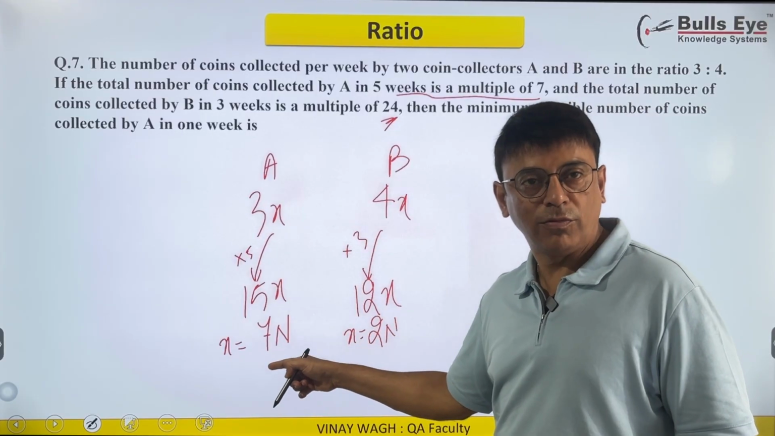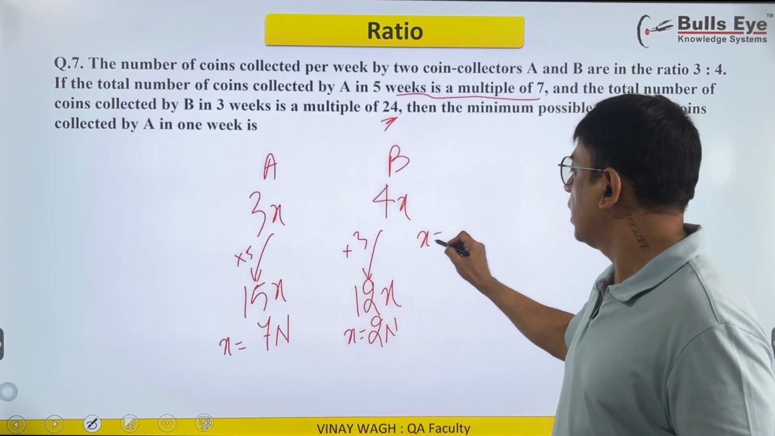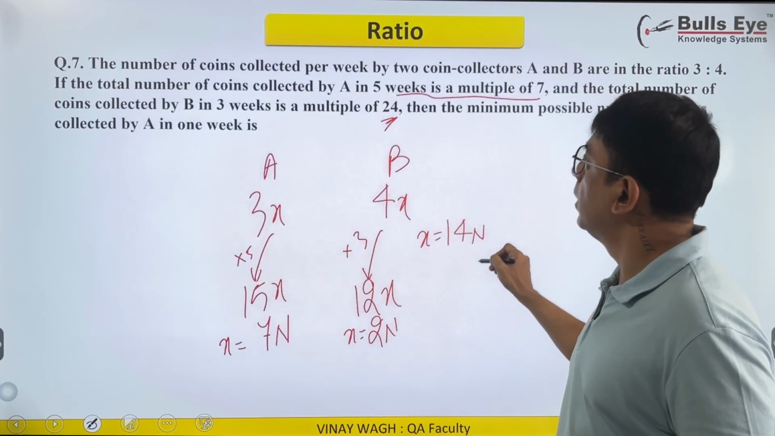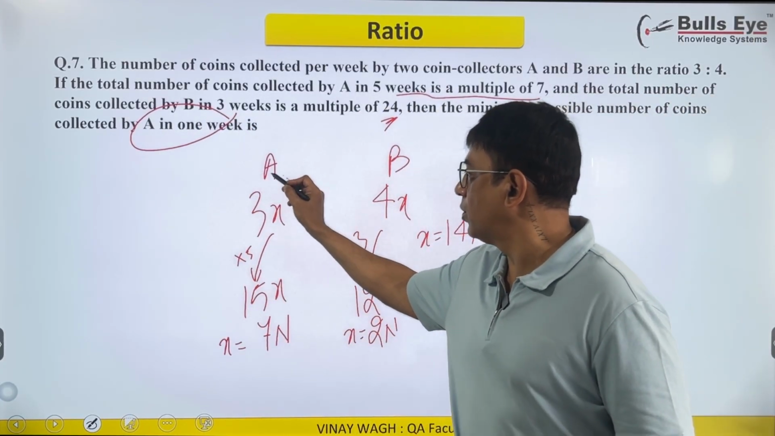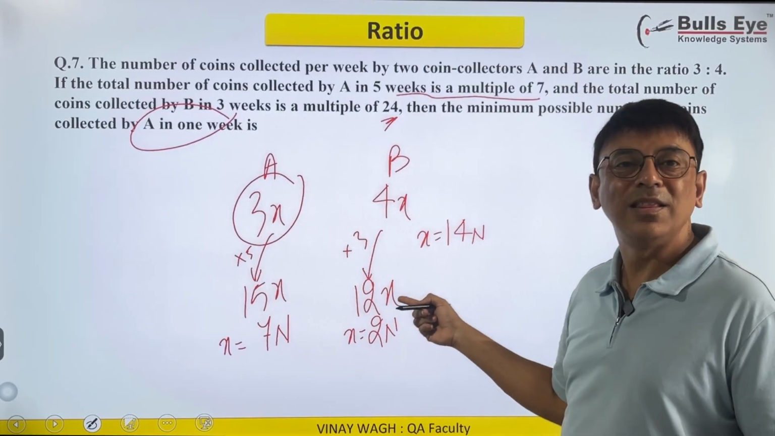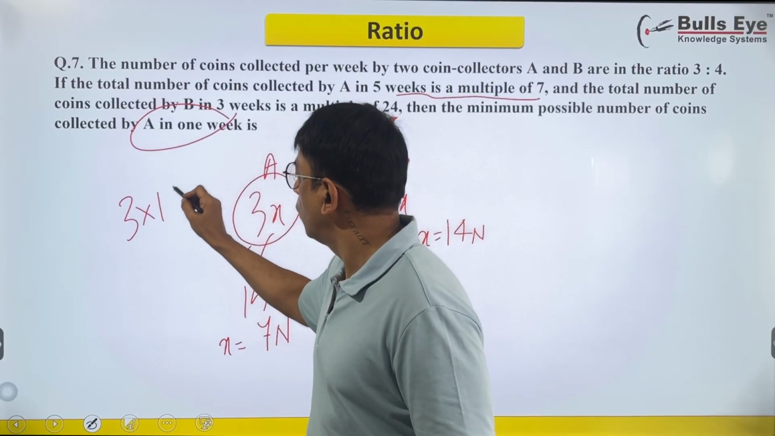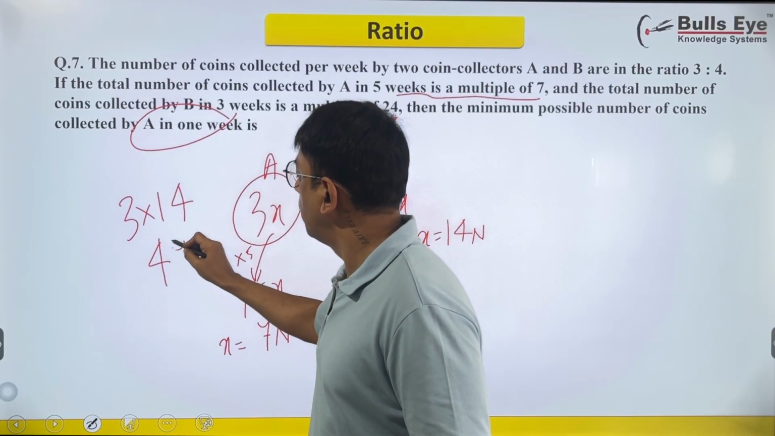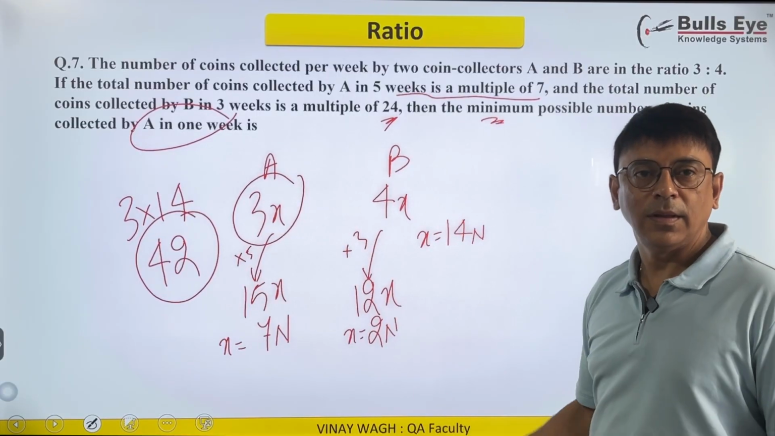Now x is a multiple of 7. From this side we say x is a multiple of 2. Eventually we say x is a multiple of 14. The question is coins collected by A in 1 week, which is 3x. In 3x, 3 is not covered in the 14 part. So for it to be minimum, it has to be 3 into 14. It has to be a multiple of 42 at least, right?